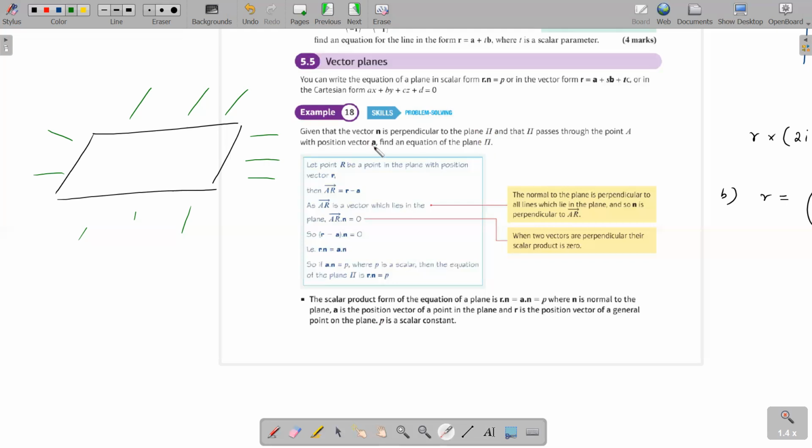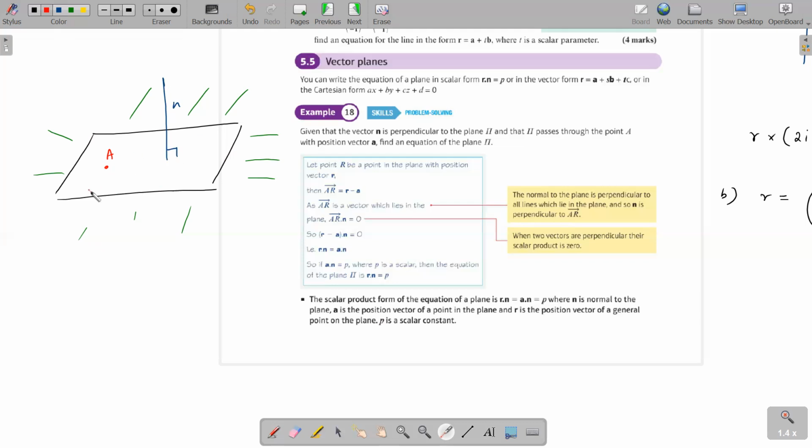They say the vector n is perpendicular to the plane phi. So how do I draw it? The vector n is perpendicular to the plane phi, and the plane passes through the point A. This means point A is a position vector on your plane, and n is a vector perpendicular to the plane. Do you agree with me?